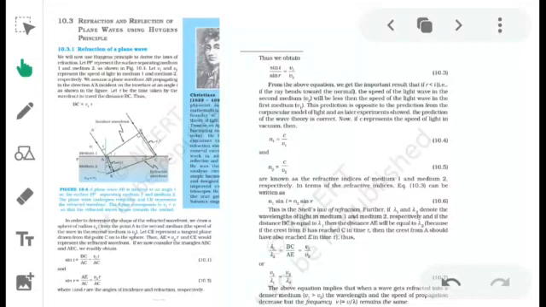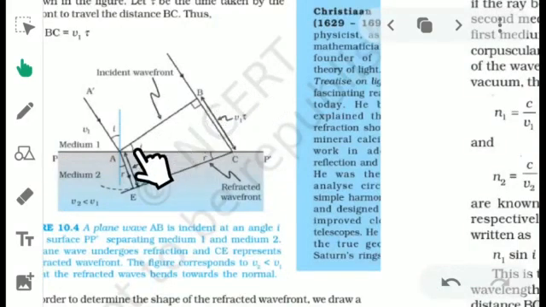Refraction and reflection of plane wave using Huygens principle. First we will discuss about refraction of a plane wave. See here P dash is the interface which separates the medium 1 and 2. Here this is the medium 1 and this is the medium 2.